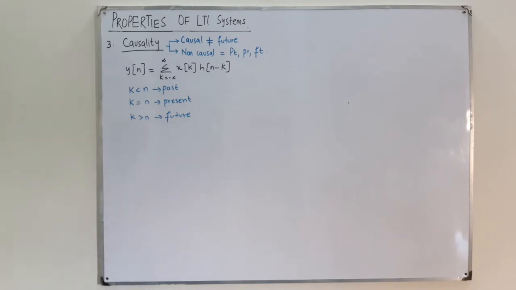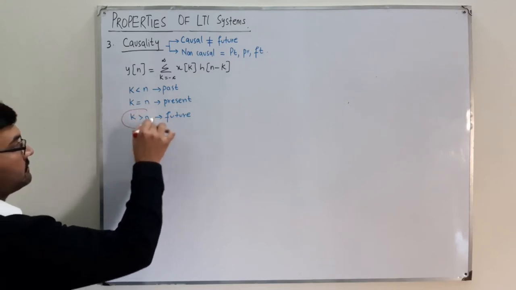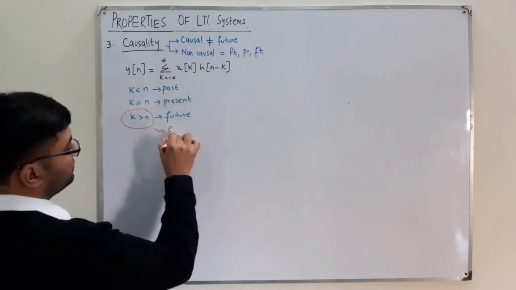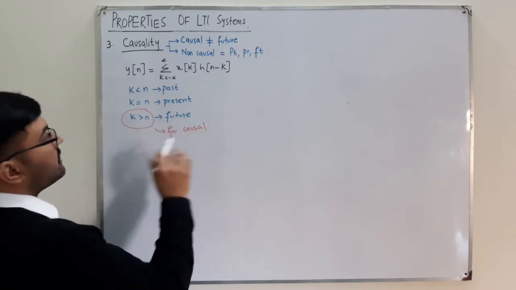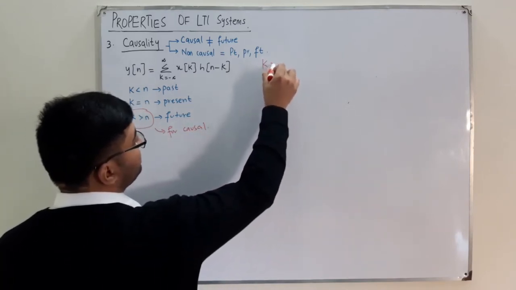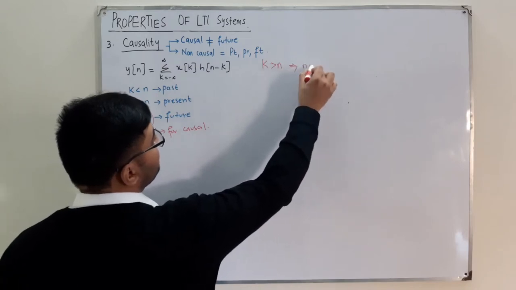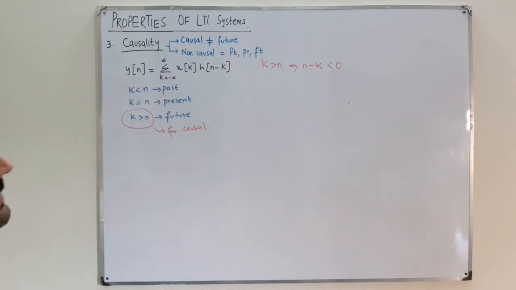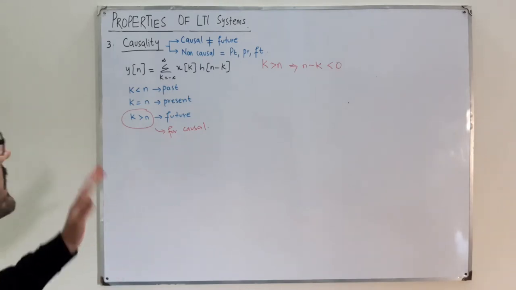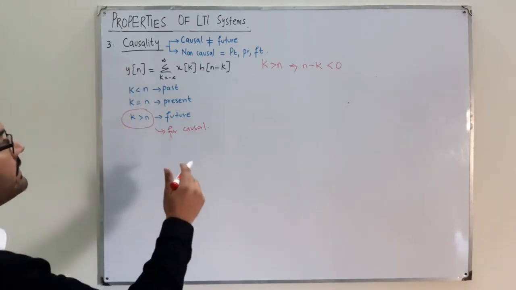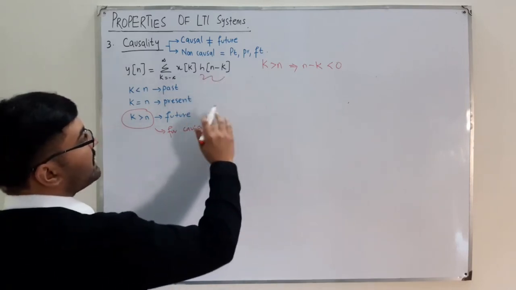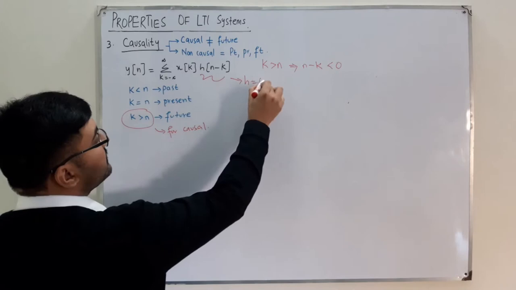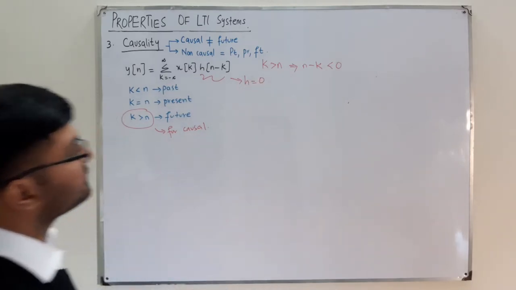So have a look. For a causal system, I do not need this. If my k is greater than n, what do I have? n minus k would be less than 0. Which means in that particular case, I need no output. I need the impulse response h to be 0.